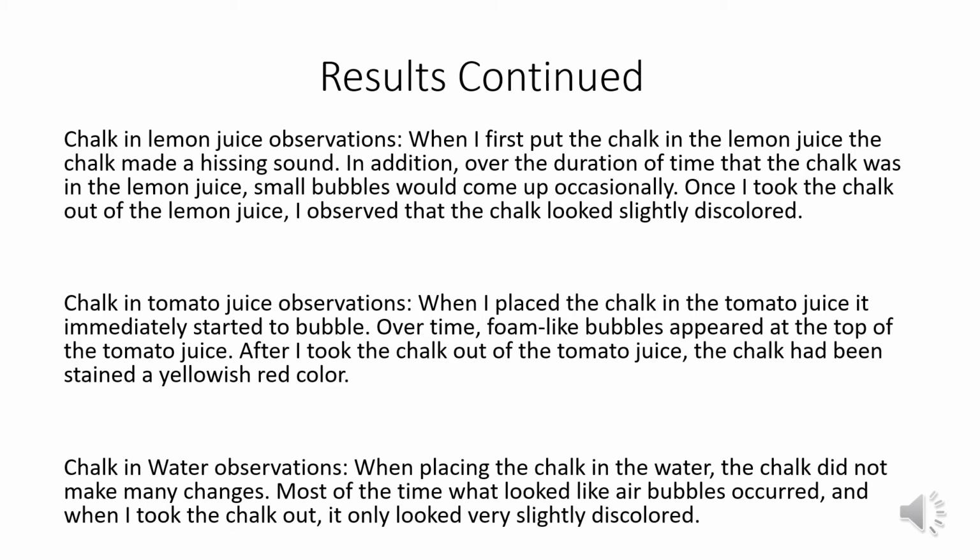When I placed the chalk in tomato juice, it immediately started to bubble. Over time, foam-like bubbles appeared at the top of the tomato juice, which were white. After I took the chalk out of the tomato juice, the chalk had been stained a yellowish-red color from the tomato. When I put the chalk in water, I observed that the chalk did not make many changes, but over time it looked like air bubbles occurred, and bubbles would come up. It only looked slightly discolored, unlike the others.